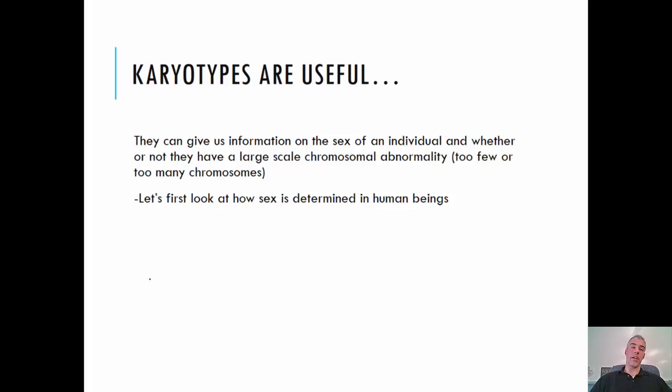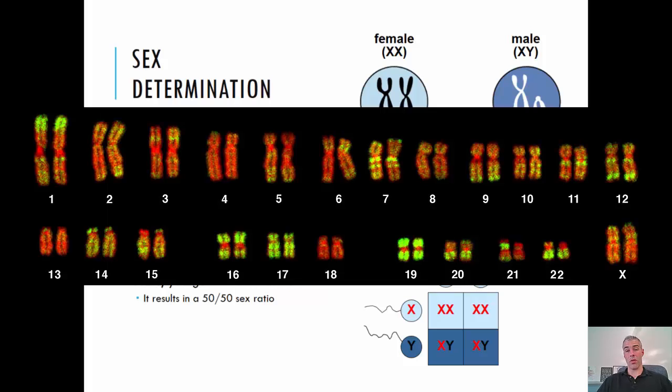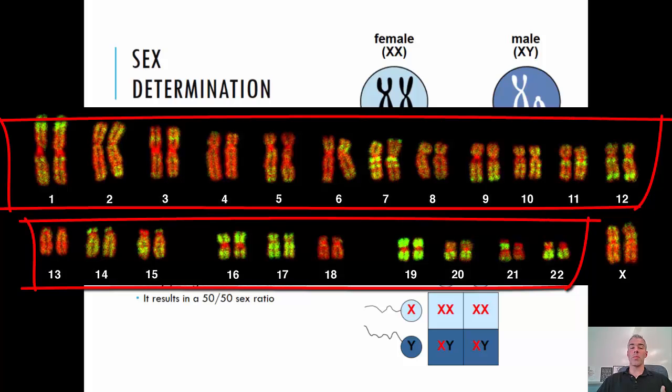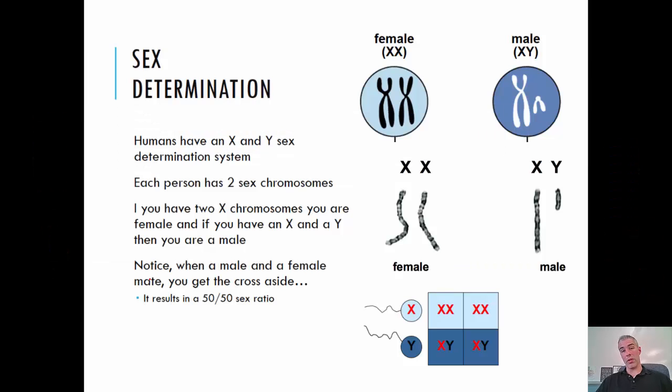First, we're going to talk about how sex is determined in humans. Sex determination in humans is done through an XY chromosome system. There are 23 pairs of chromosomes total. 22 of those pairs are called autosomes, which are normal chromosomes that both males and females have. There are 2 sex chromosomes, the X chromosome and the Y chromosome. If you are female, you have 2 X chromosomes. If you are male, you have an X and a Y.